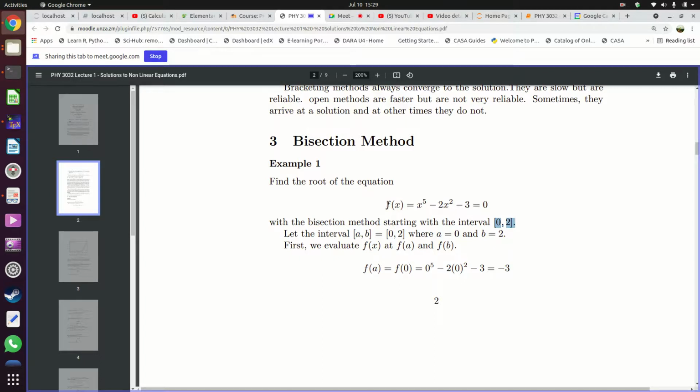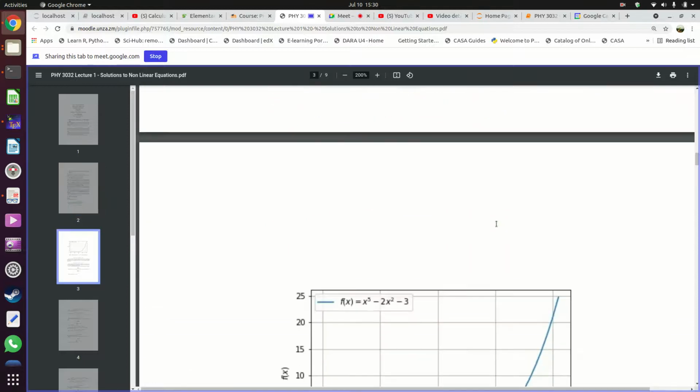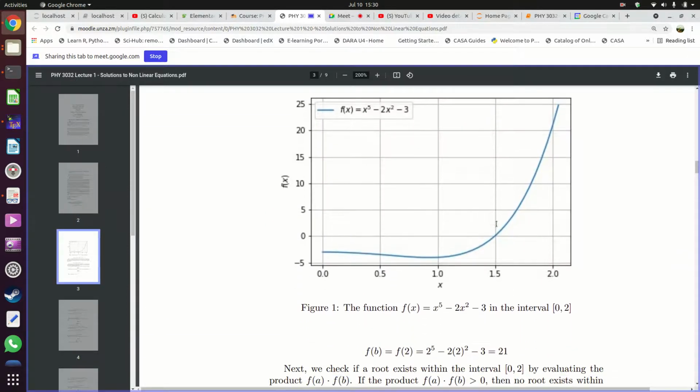So I have a plot, like I think I showed you here. We have a plot of this function, x to the power 5 minus 2x squared minus 3 equals 0, in the interval 0 and 2. Starting from 0 here, this is the lower bracket, the lower boundary, and that is the upper boundary there.